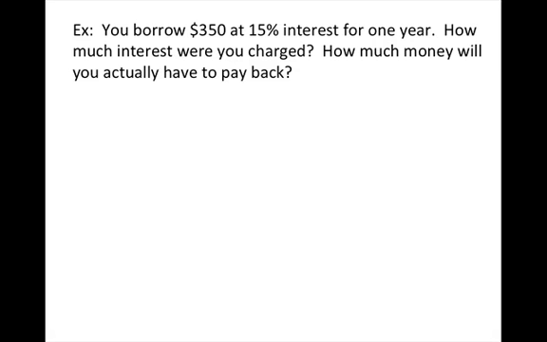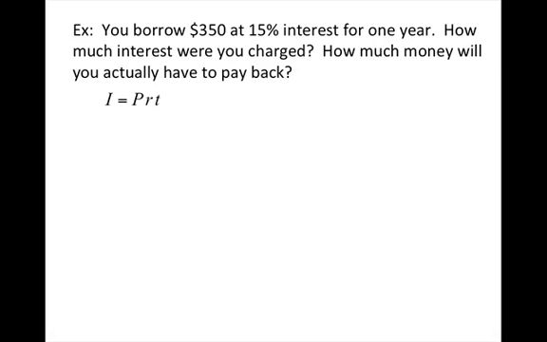Let's look at the first example. You borrow $350 at 15% interest for 1 year. How much interest were you charged? And also, how much money will you actually have to pay back? So let's begin with the formula for the interest. I equals P times R times T.